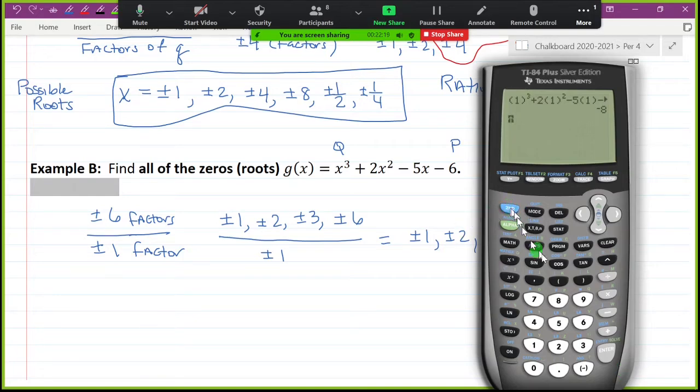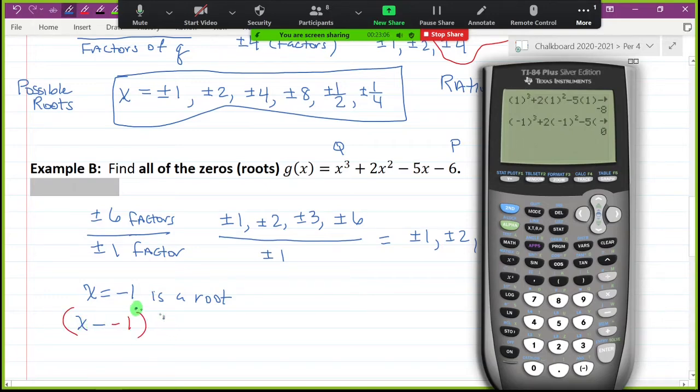And then you just press the up arrow on your calculator and you go back and change all those ones to another number. In this case, we could try -1 now. So insert a negative here, and then we hit enter. Hey, that one's a 0. That means -1 is a root, which means that x minus -1, aka x plus 1, is a factor.